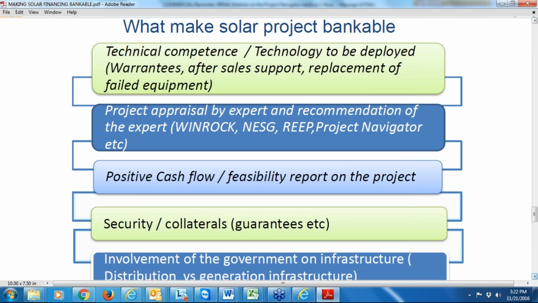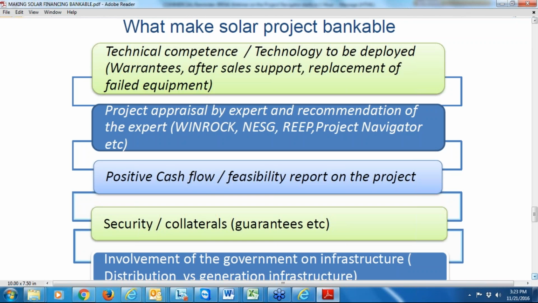Another issue is technical competence, for instance, the technology you are deploying. You find issues in some areas where projects are deployed and then a particular item fails. For instance, maybe a battery that has a 2-year lifespan. After 2 years, the battery packs up. Is there a replacement for this? Are there warranties in place for this?